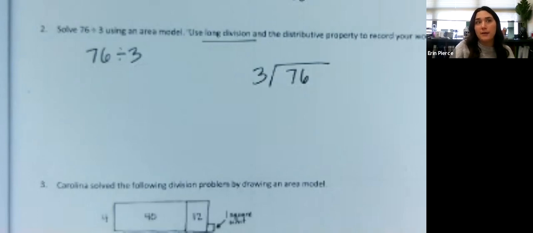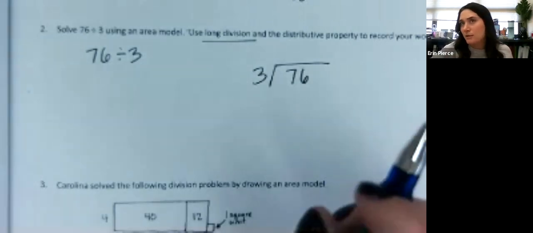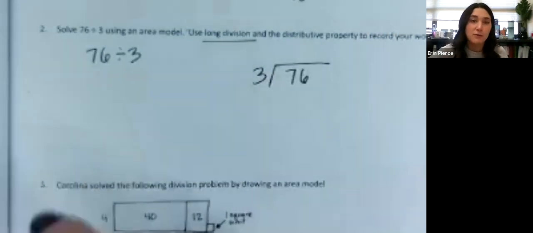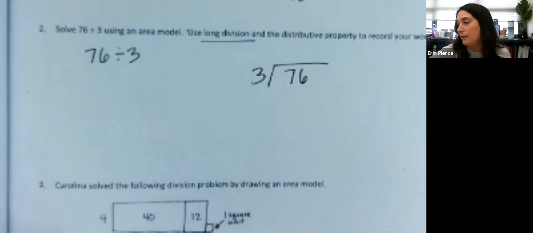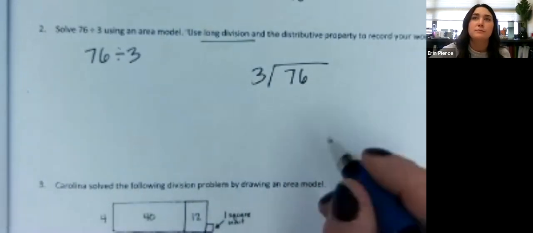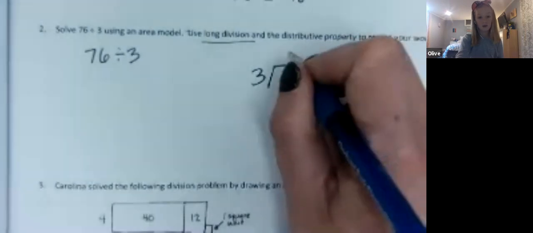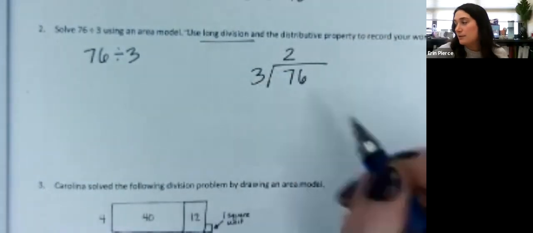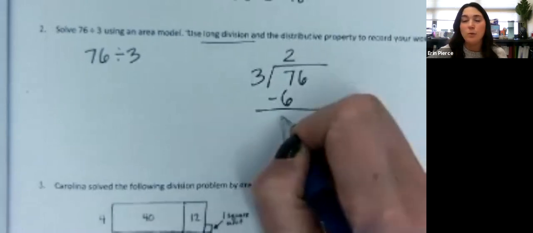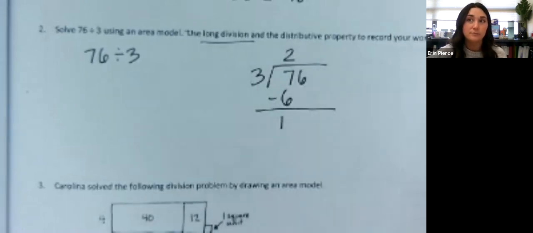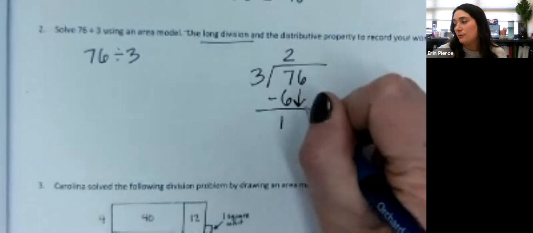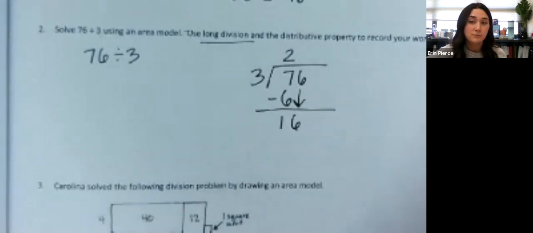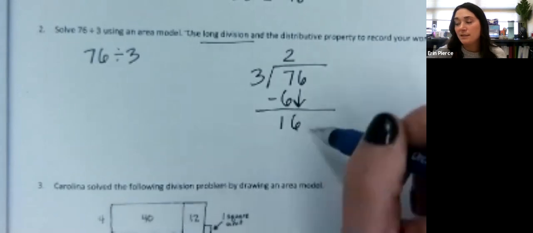All right, let's start solving. 7 divided by 3. Olive. 2. 3 times 2 will give me 6. I subtract, and I have 1 left over. Now I'm bringing that 6 down. Now I'm going to do 16 divided by 3.